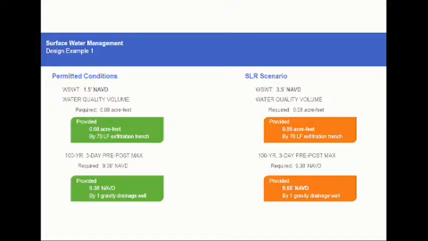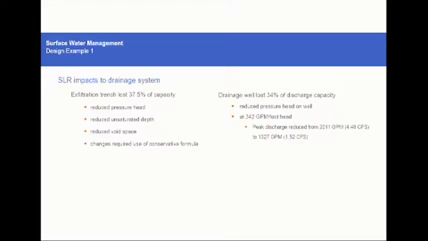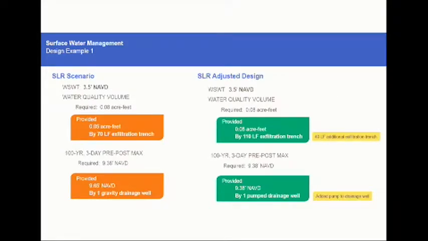Well, the boxes are green on the left because clearly it met water quality and quantity. And then on the right, when we raise the water table, well, the trench no longer provides water quality, and the drainage well, while it's trying its best, is no longer protecting the site to the 100-year. Well, what happened to it? Well, it lost about 1/3 of its capacity because we had less pressure head, we had less unsaturated depth, we lost all the void space in the rocks, the trench did not perform as well. And then the drainage well, it continued to discharge, but instead of about 4.5 CFS, it only could give us about 1.5 CFS at peak.